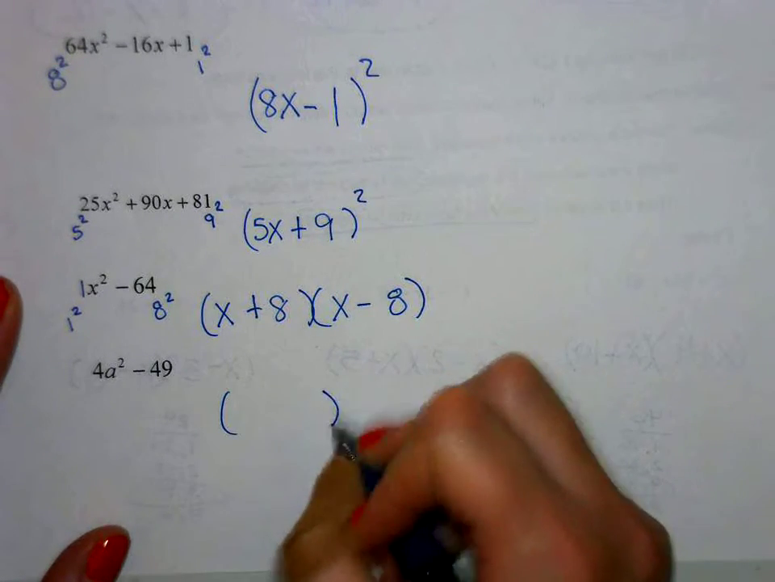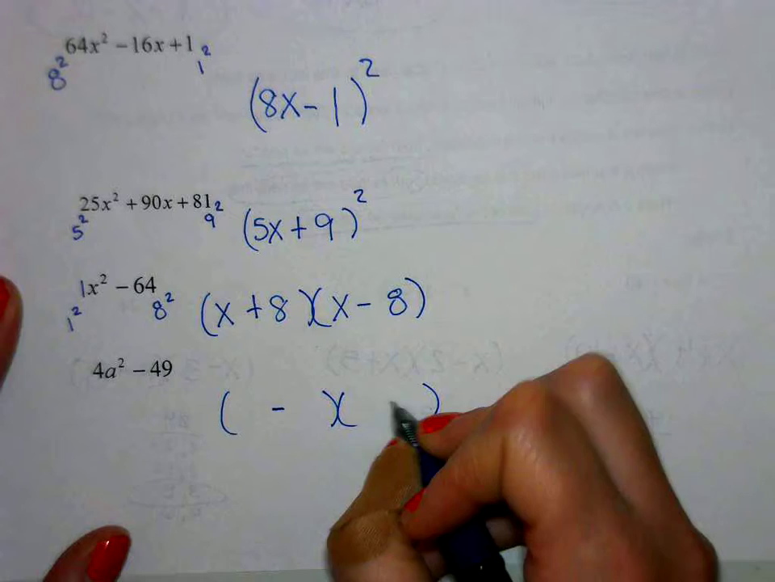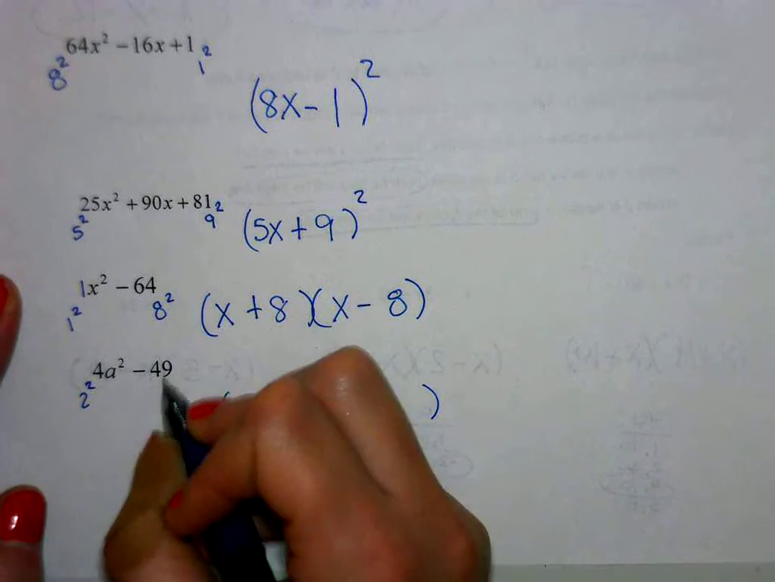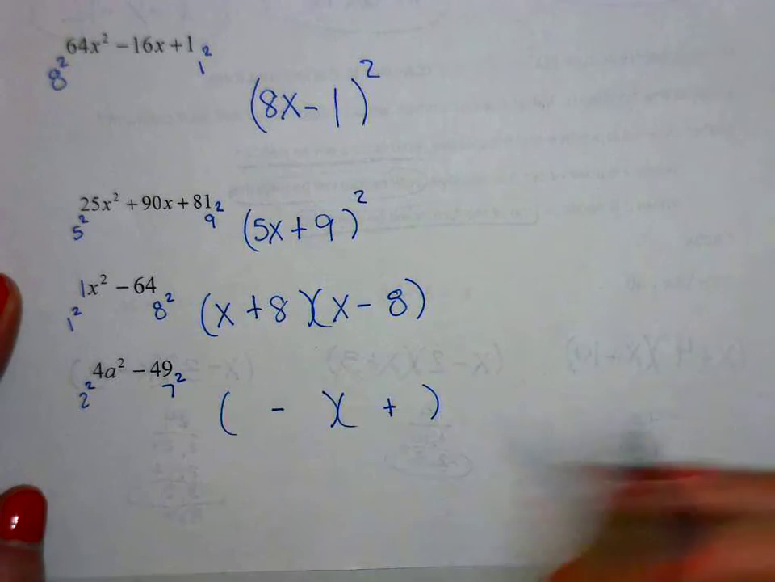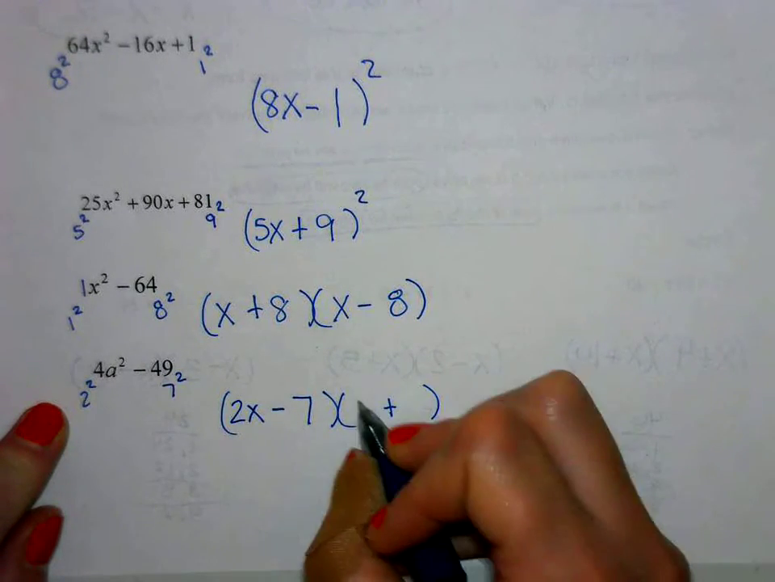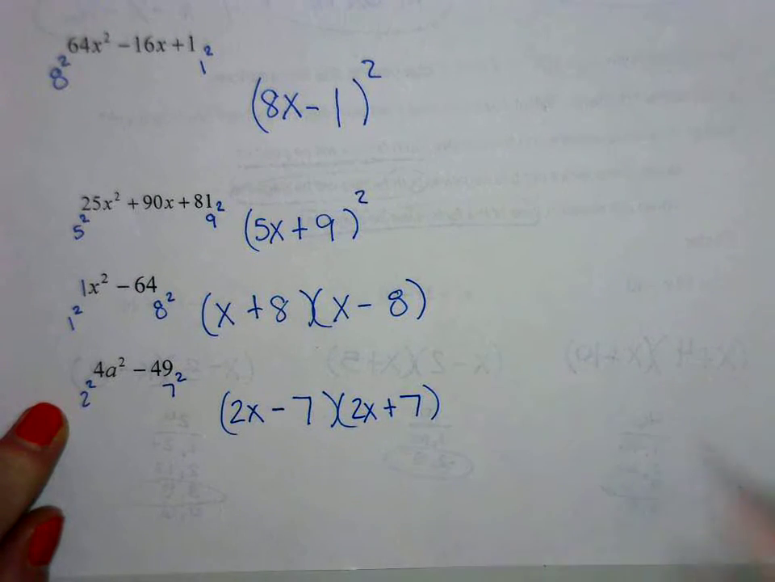So let's look at this difference of two squares. Remember, one positive and one negative. 4 is really 2 squared. 49 is 7 squared. So my a is 2, my c is 7. And that's how we factor the difference of two squares.